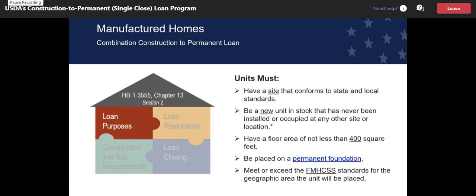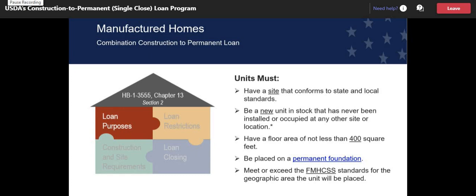Guidelines are published in the Permanent Foundation Guide for Manufactured Homes. That's the HUD Guide 4930.3G, which is found at that link. That is a clickable link. So if you have a copy of this presentation, you can click right there and it will take you to that HUD handbook that talks about that. It's basically a full in-ground concrete foundation with tie downs to those concrete footers.